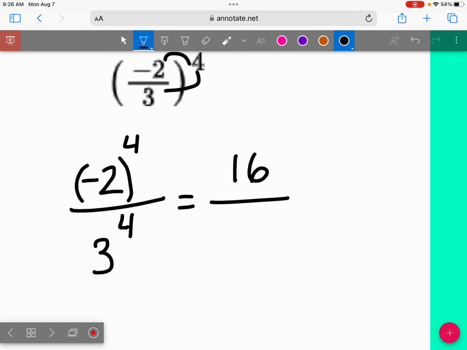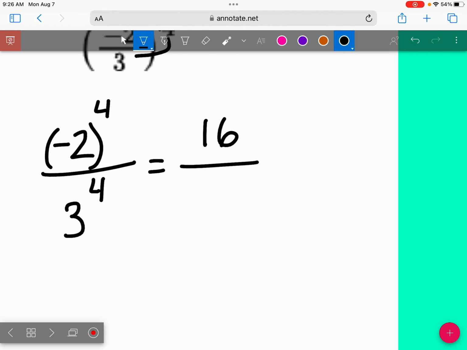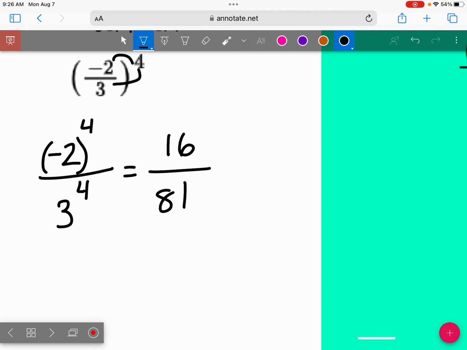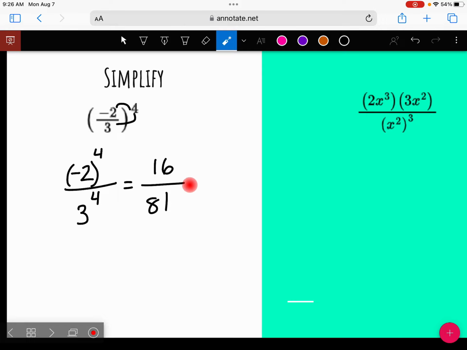Be careful. If you type into your calculator just like this, it'll probably tell you negative. Calculators are really bad at order of operations. If you're using a calculator, put your parentheses around the negative numbers. It's important. Okay, what's 3 to the 4th? 81. And actually, that's fully simplified. We can't go any further because 81's not even, 16 doesn't divide by 3, and those are the smallest factors. That's your fully simplified answer right there.